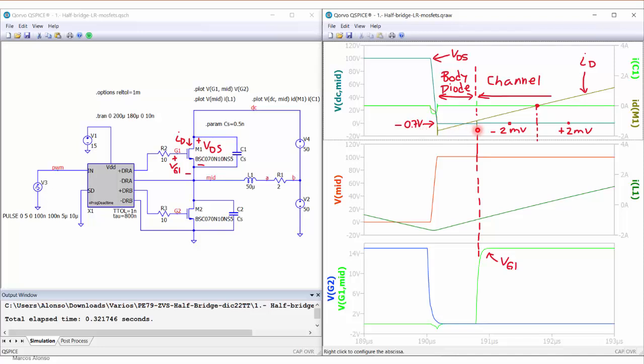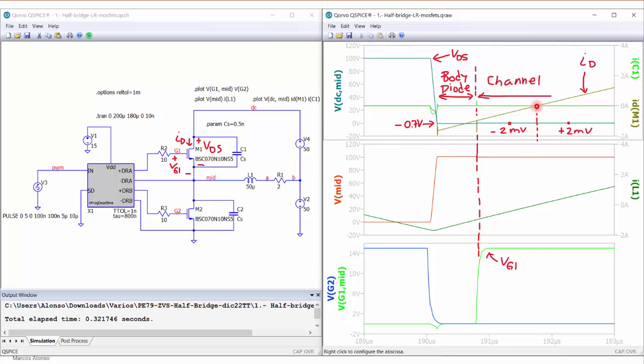But then at this point here, the switch is turned on. So we can see that the voltage here is changing. And at this point, for example, for this value of the current, we have only a voltage of minus 2 millivolts. And this is so because now the current is going through the channel of the MOSFET. The resistance is very small. This is a very good transistor. The own resistance is only a few milliohms. So the voltage is only minus 2 millivolts.